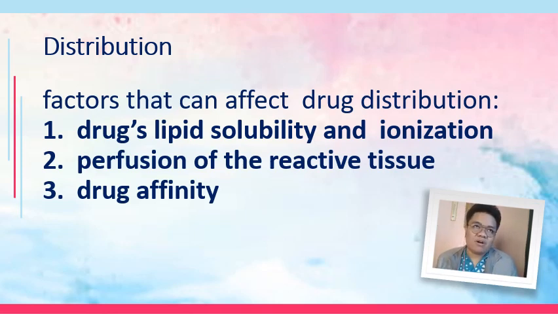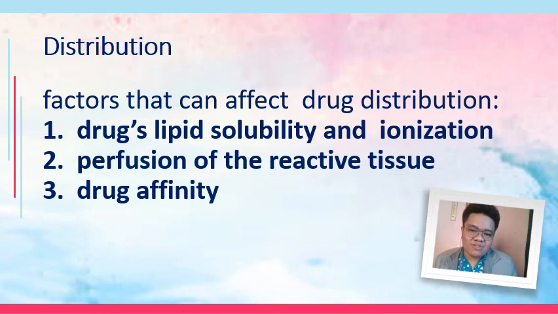When I talk about distribution, these are taken care of by your blood and your blood vessels. So what are the factors that can possibly affect drug distribution? One is the solubility and ionization of the drug. Try to recall which drug is easily absorbed or distributed. Is it the lipid soluble or the non-lipid soluble? And which drug is easily absorbed and distributed, the one which is ionized or the non-ionized?